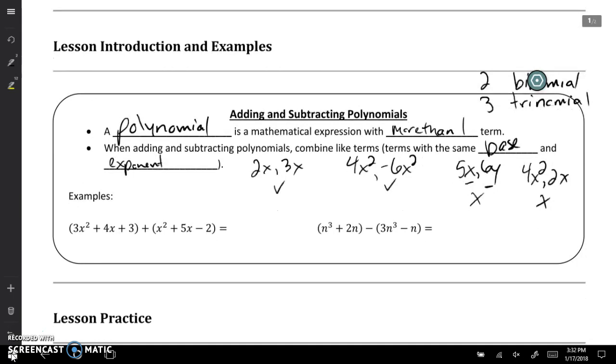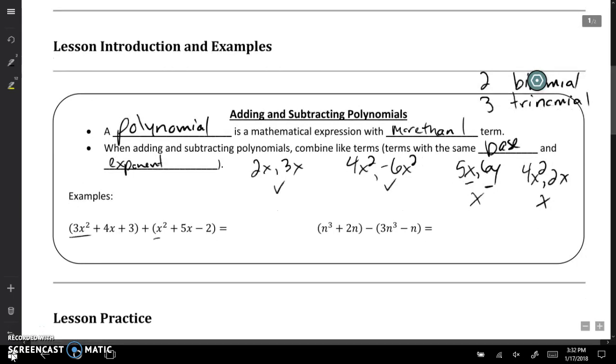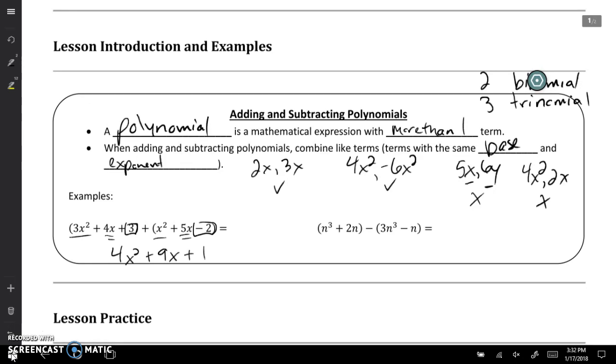So a couple examples. 3x squared plus 1x squared is 4x squared. 4x plus 5x is 9x. And then 3 minus 2 is just a positive 1. That's all we're doing. Just combining like terms today.